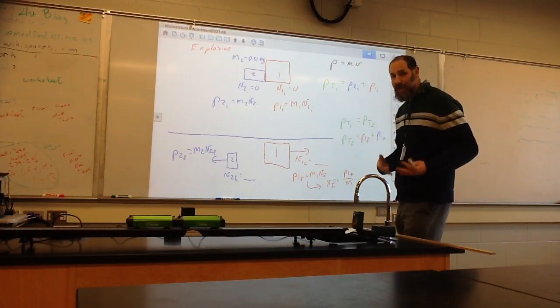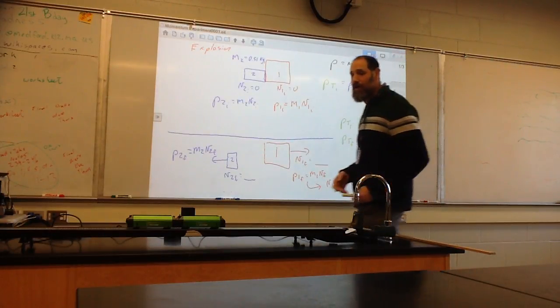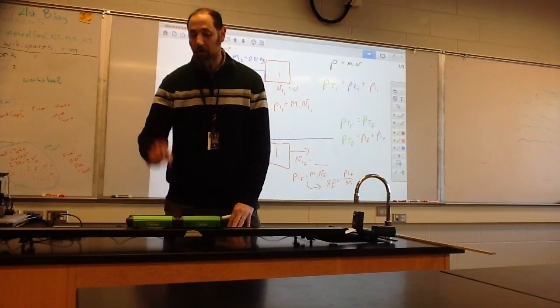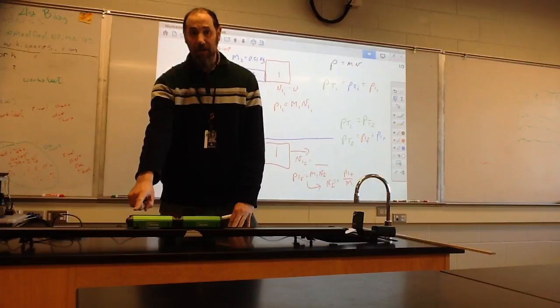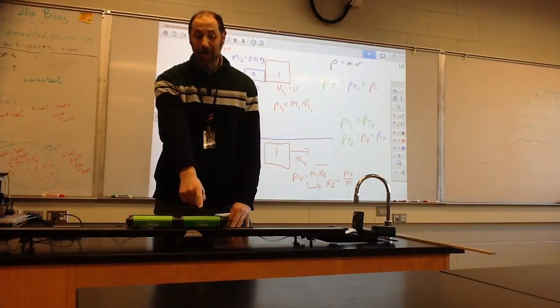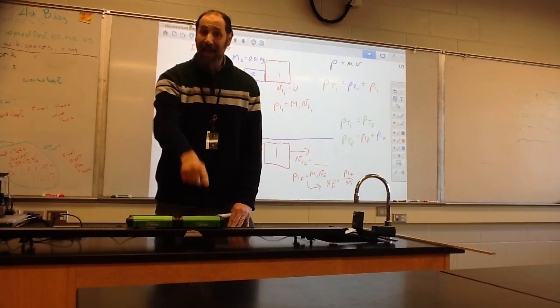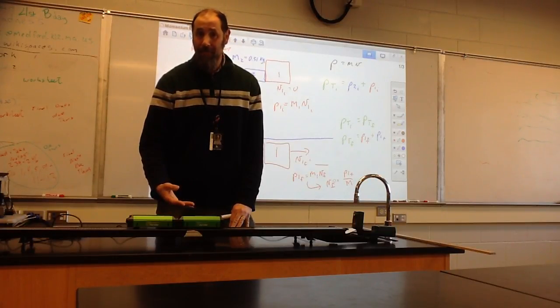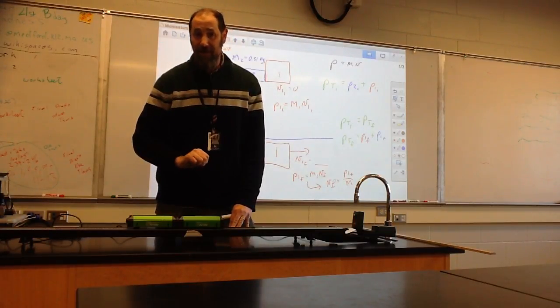So we're going to make a prediction. We're going to know the initial conditions, and we're going to know the momentum of one of the carts, and we're going to predict what the momentum of the other cart will be and what its velocity will be. Then we'll see how it matches with the data. And we're going to do this in three different scenarios.